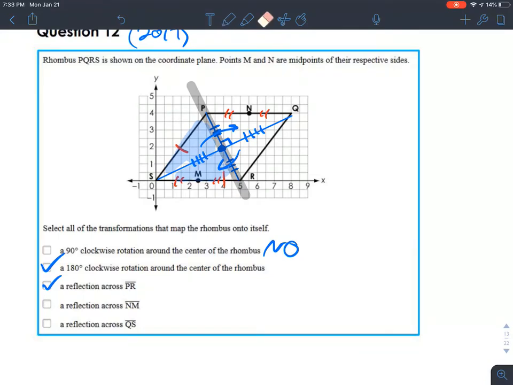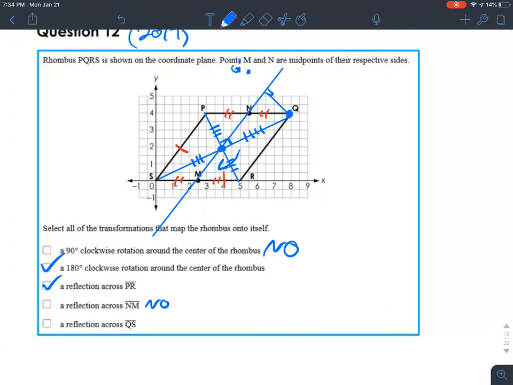Reflection across segment NM. So I'm just going to make that a line. If we reflect across line NM, would that put this on top of itself? Well, here's a clear answer. Here's point Q. If you reflect it, it's supposed to be a perpendicular distance. It's going to put Q prime up here someplace, which is ludicrous. So that's not going to work.